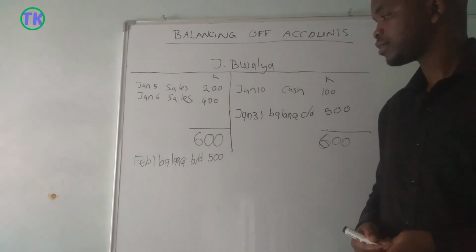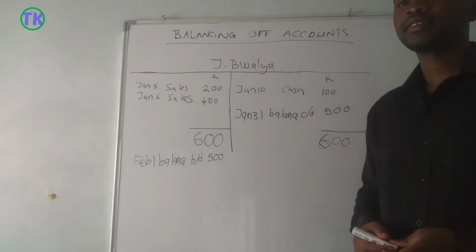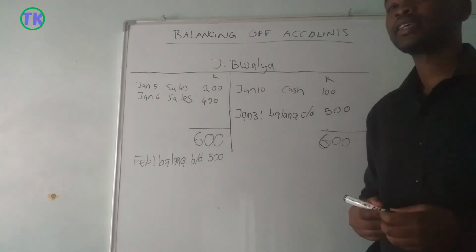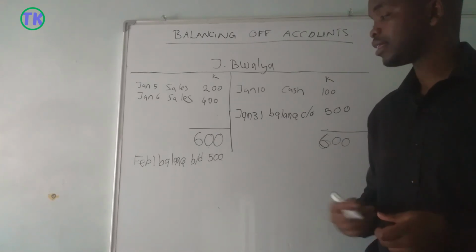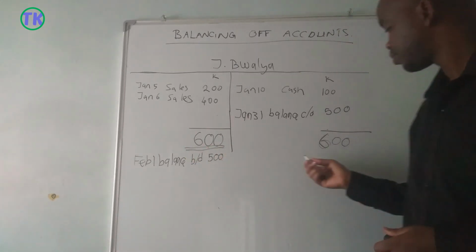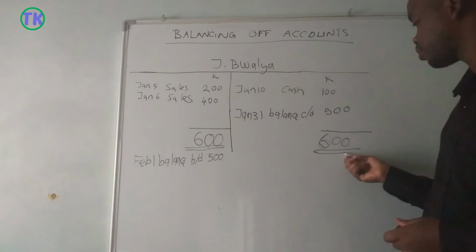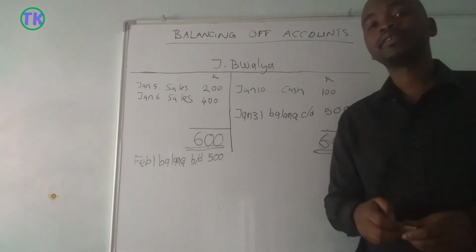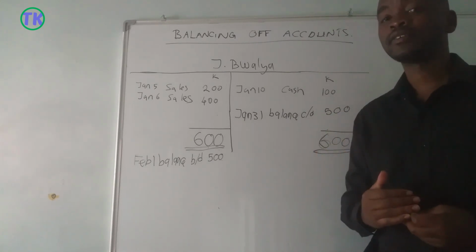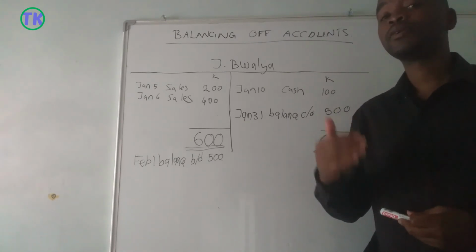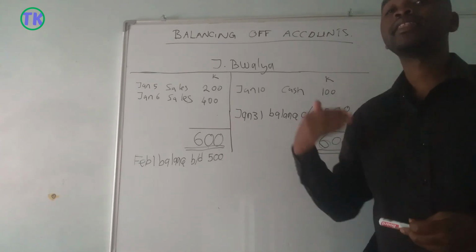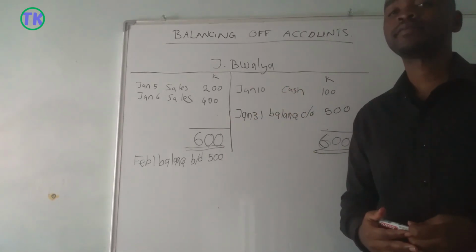So in this case, we have closed off this account. And to show that we have closed off the account, we need to indicate double lines under the totals. What this means is that Jebwanya still owes the business at the end of the month, and the amount that he owes the business is 500 kwacha, which we take to the next accounting period.